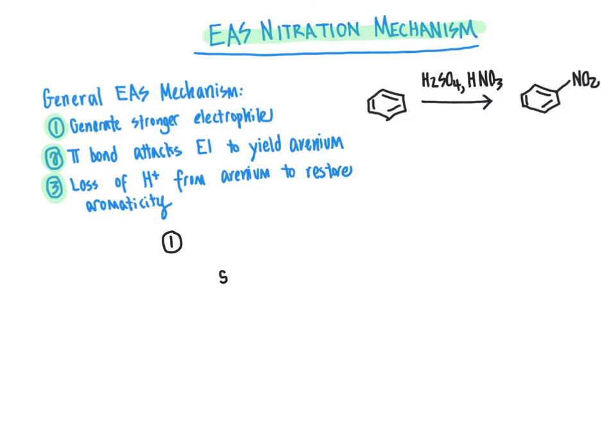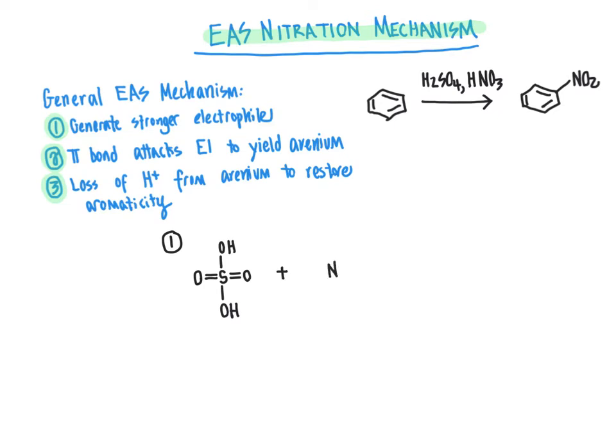This is one of the few times when I'm going to draw out the complete structure for sulfuric acid rather than just abbreviating it, so that we can see exactly what is going on here. So we have our two OH groups bonded there of sulfuric acid. We're going to react it with nitric acid.